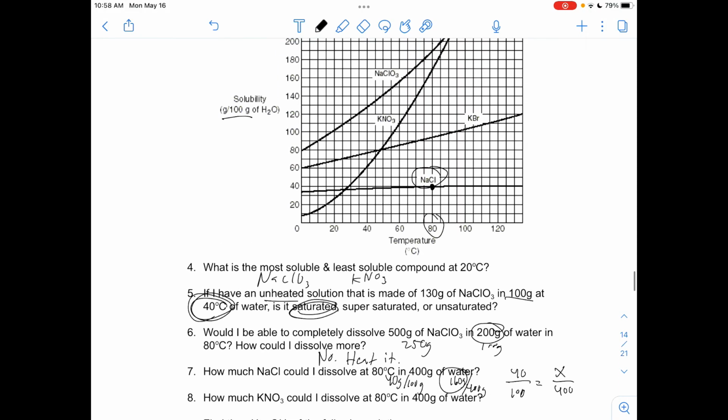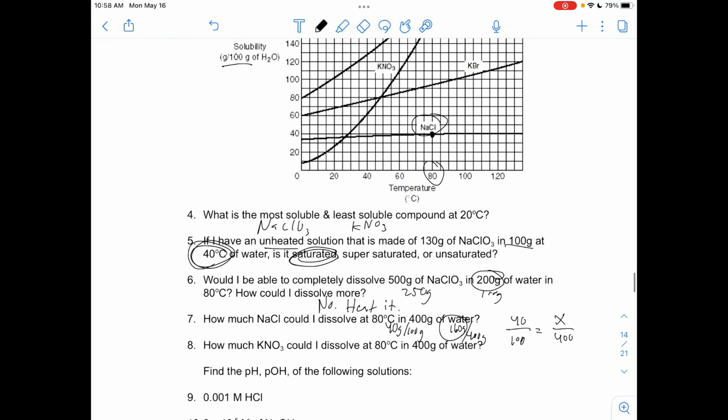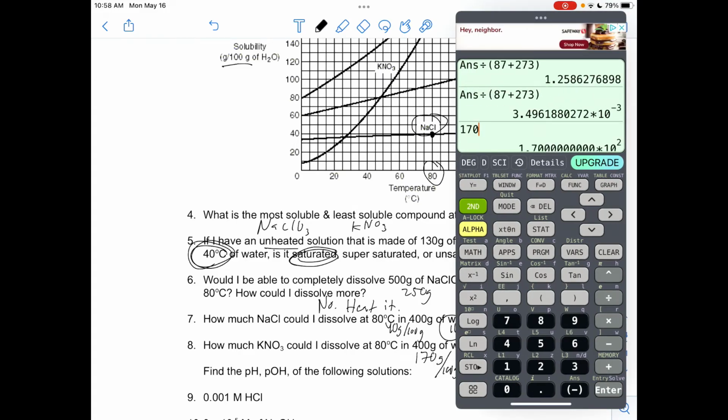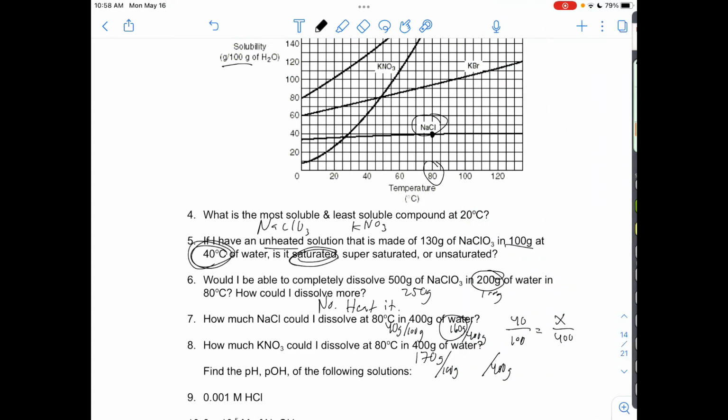Same thing here, KNO3, 80 degrees. Look for where it intersects that line, so right here, which is 170. So I can dissolve 170 grams in 100 grams of water. So if I have 400 grams of water, I'm going to have to multiply that by 4. So that'd be 170 times 4, so that'd be 680.